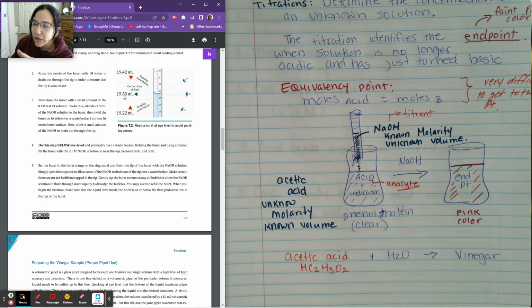However, from here, you could see that we have three different reading types: 19.42, 19.3, and 19.22. It all depends at which angle we're looking at this from. From my angle, the screen is above my eyes, so I'm reading actually like 19.22. If the screen was at my eye level, I'd probably see 19.3. And if I was reading from above, I'd probably see 19.42. So always make sure it's at your eye level whenever you're reading something with a meniscus. This also includes your graduated cylinders.